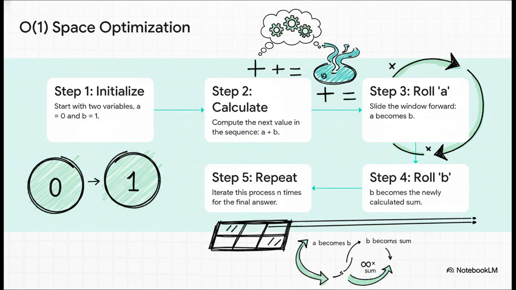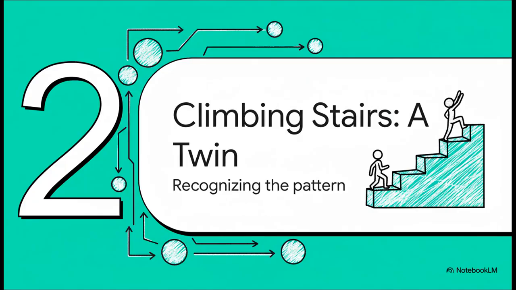So we use this slick rolling window technique. You have two variables, let's call them a and b, you add them up, and then you just slide that window forward. It's a brilliant trick that drops our space requirement down to constant, O of 1, which is a massive optimization. All right, so let's take this idea and move on to our next problem. We're going to see how this pattern starts to become really powerful when we look at something that, at first glance, seems totally unrelated, climbing stairs.